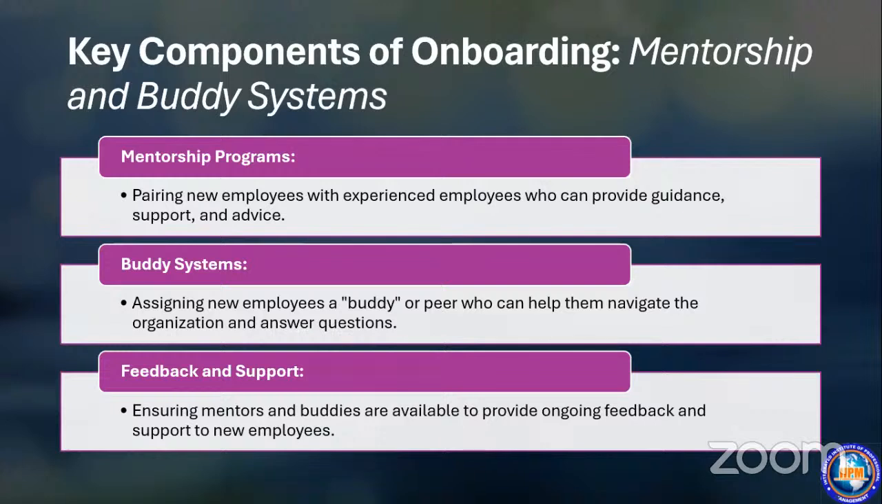who can provide guidance, support, and advice. That way, they will avoid the several mistakes that their buddy made earlier. Assigning new employees a buddy or peer who can help them navigate the organization and answer questions. This will help them. That is why you have to create buddy systems within your organization. Next is feedback and support. Ensure mentors and buddies are available to provide ongoing feedback and support to new employees.